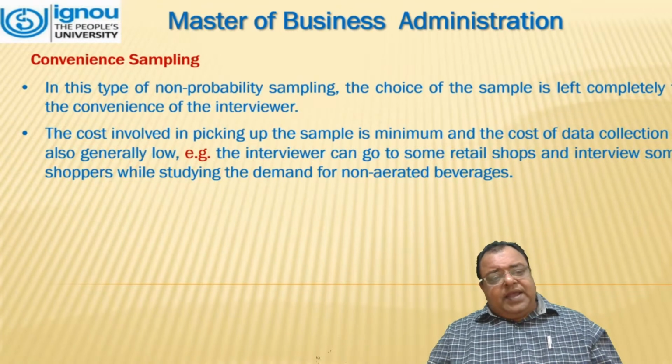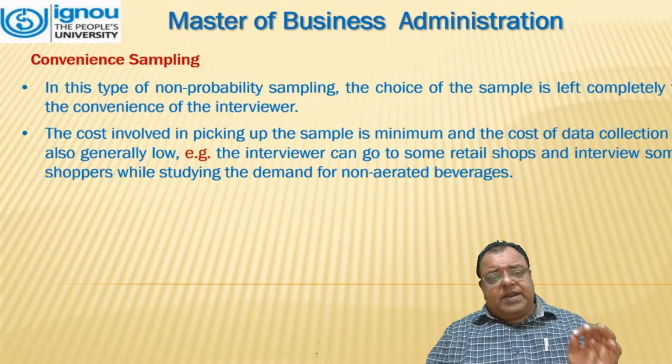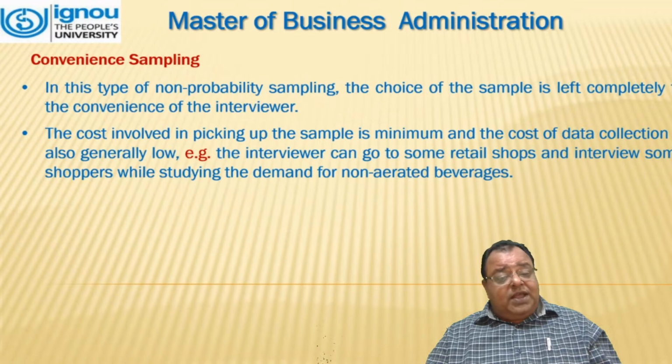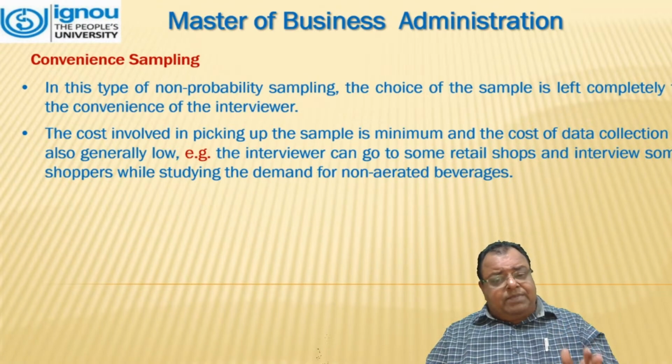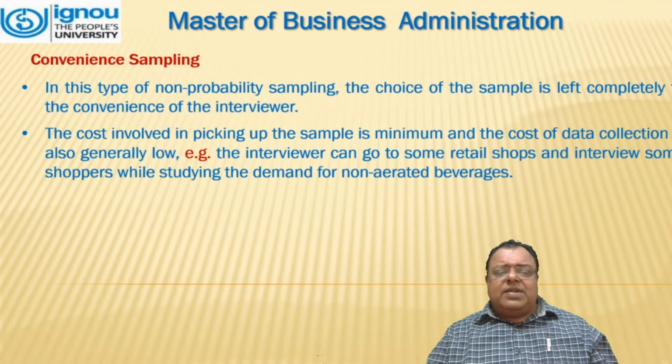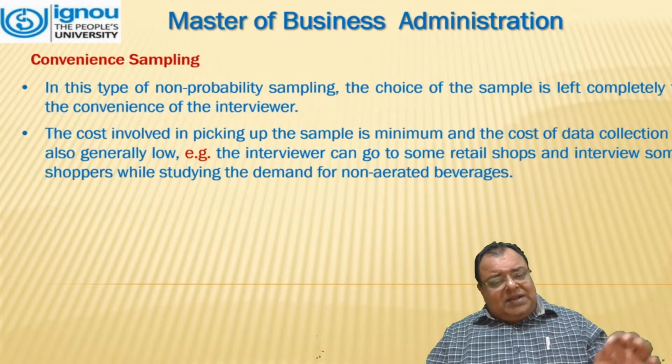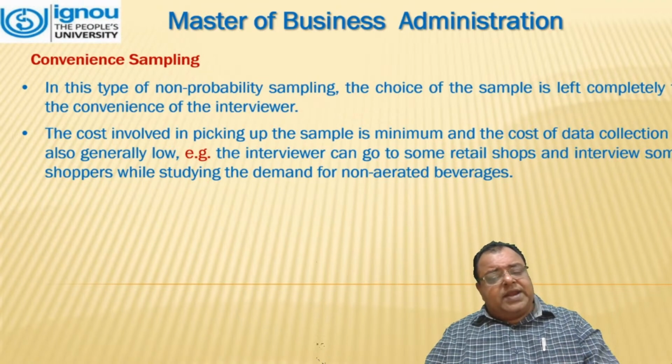Convenience sampling. In this type of non-probability sampling, the choice of the sample is left completely to the convenience of the interviewer. The cost involved in picking up the sample is minimum, and the cost of data collection is also generally low. For example, the interviewer can visit some retail shops and interview some shoppers while studying the demand for non-alcoholic beverages.